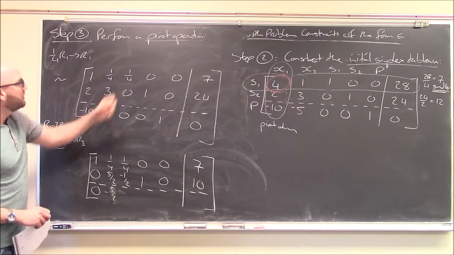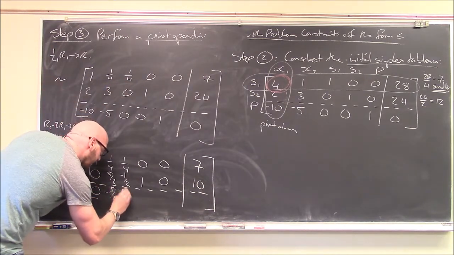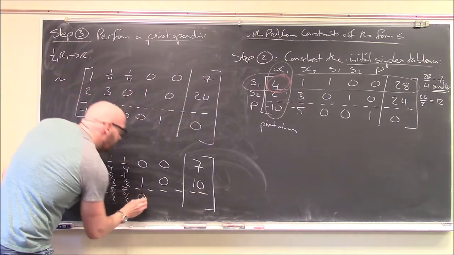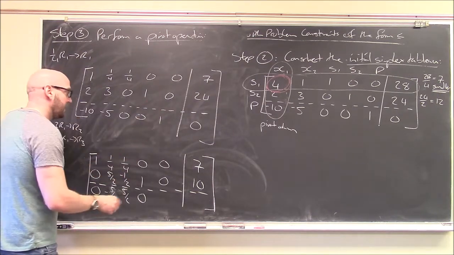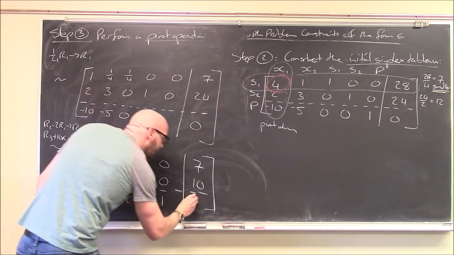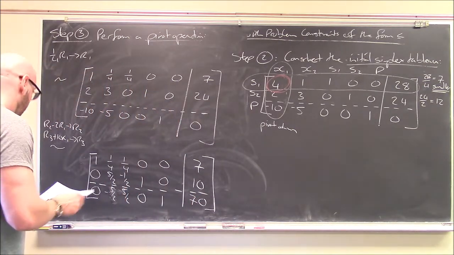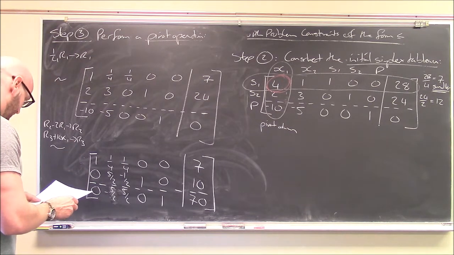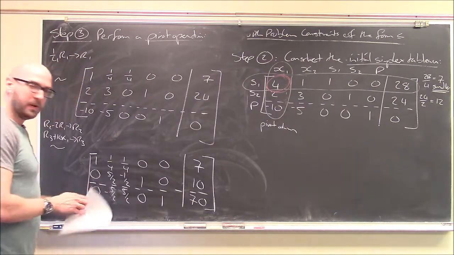So 0 plus 10 times 1/4 is plus 10/4, or plus 5 halves. 0 plus 10 times 0 is 0. 1 plus 10 times 0 is 1. 0 plus 10 times 7 is 70. And like I said, let me just check this against my notes very quickly, make sure I'm happy with that we haven't made any mistakes. And so far so good.